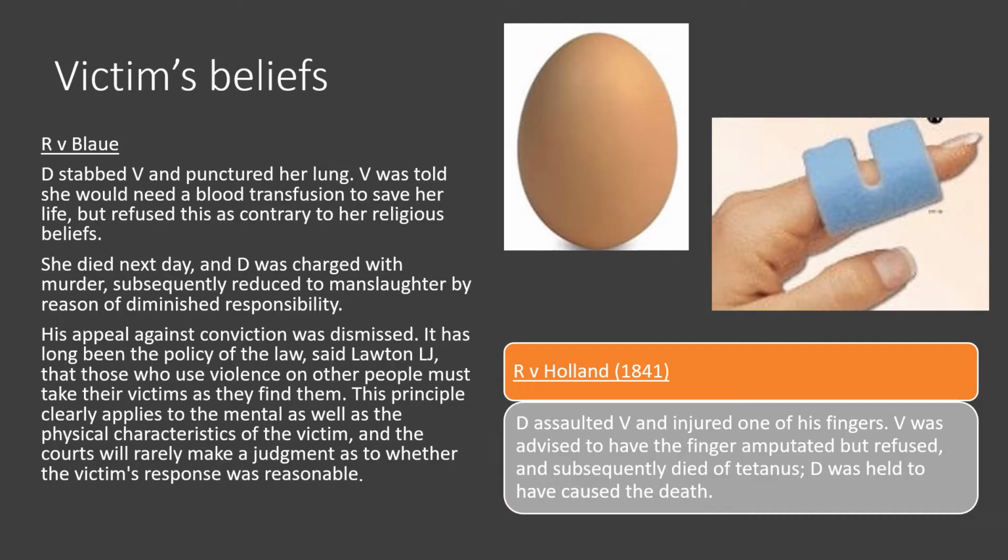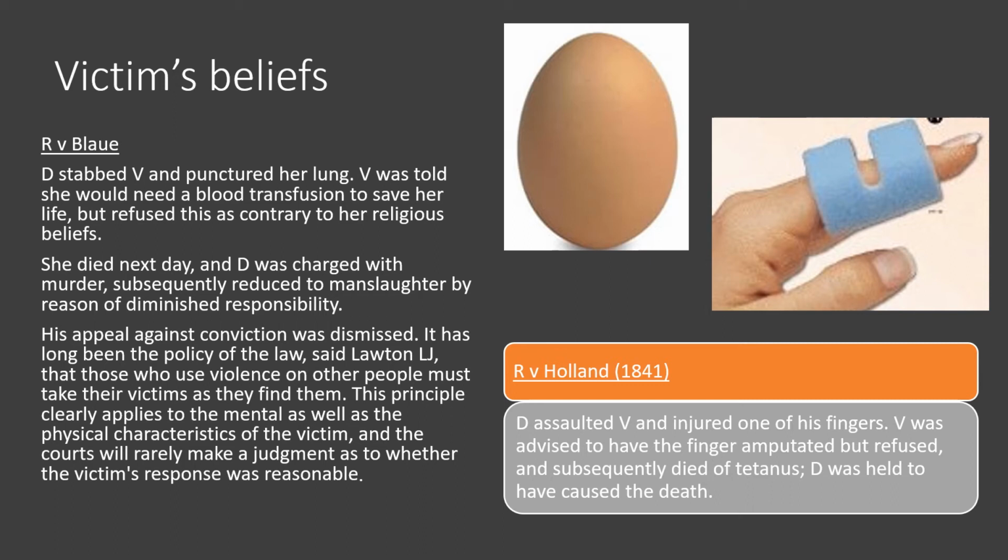So in terms of the victim's beliefs, one of the most famous cases is Blaue, and again this will be studied when you do causation. In this particular case, the defendant stabbed the victim quite a number of times. Now, the victim could maybe have survived if she had a blood transfusion, but as it was contrary to her religious beliefs as a Jehovah's Witness, she refused. So she died the next day, and the defendant was charged with murder, which was reduced to manslaughter by diminished responsibility. Now, he was convicted. He tried to appeal, saying that the choice she made broke the chain of causation, but the court held that this was not the case.